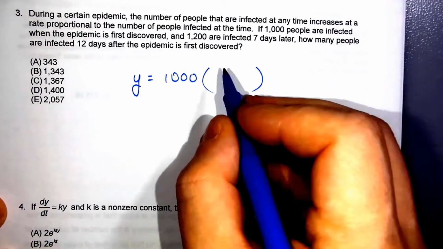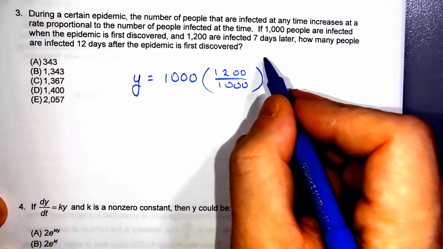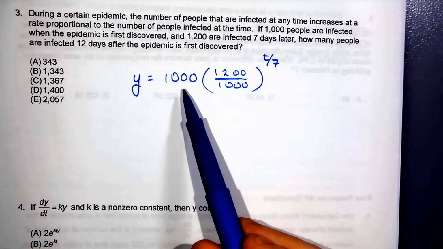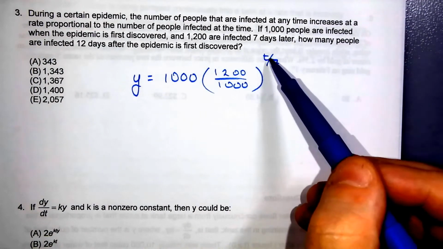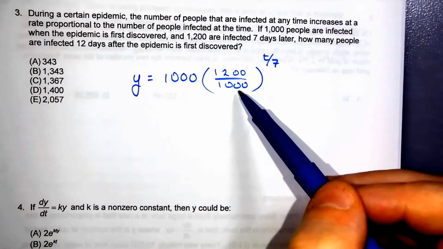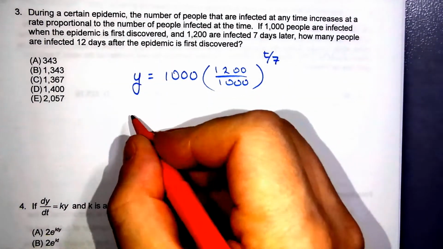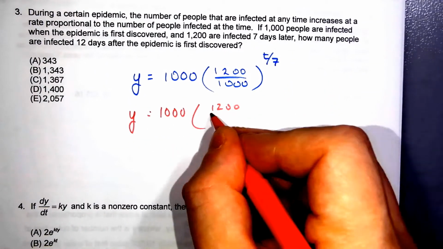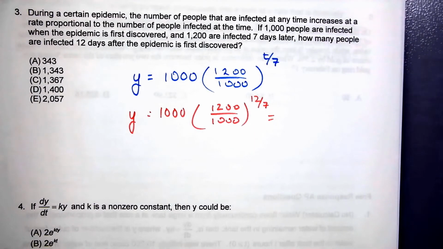Again, I'm going to do the same exponential trick I just did in the last problem. We know that there's supposed to be 1,200 7 days later. So I'm just going to take 1,200 over 1,000, and it has to be 7 days later. So that literally completes the model, right? Because we have the initial population, the multiplier, and notice if I plugged in 7, I would literally get 1 as an exponent, so it'd become 1,000 times 1,200 over 1,000, which is literally the amount, and we have the exponential model. So how can we figure out how many there are 12 days after the epidemic was first discovered? Replace the t with 12.